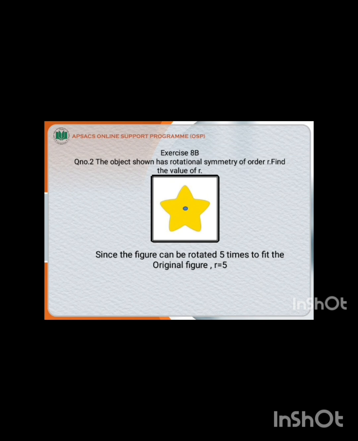Question number 2 is: the object shown has rotational symmetry of order R. Find the value of R. The new term is order of symmetry. The number of positions in which a figure can be rotated and still appear exactly as it did before the rotation is called the order of symmetry. For example, in this question, you can see a star can be rotated 5 times along its tip and look the same every time. So its order of symmetry is 5.